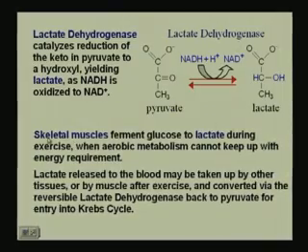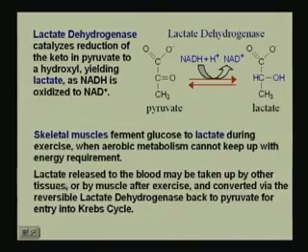Now, for example, this is what happens in skeletal muscles that ferment glucose to lactate during exercise when aerobic metabolism cannot keep up with the energy requirement. So, what happens is this pyruvate is further reduced, there is a reduction of the keto in the pyruvate, okay, and this reduction will eventually do what? Oxidize NADH to NAD plus, okay.